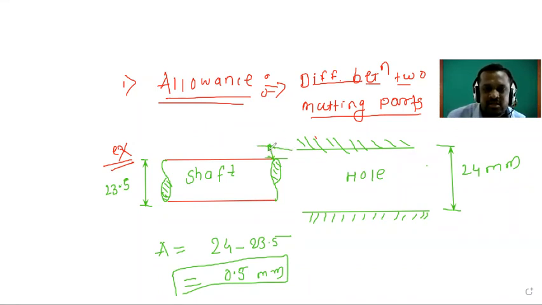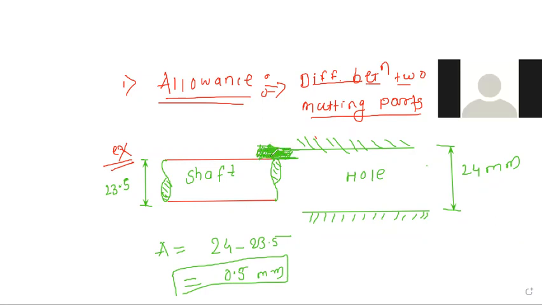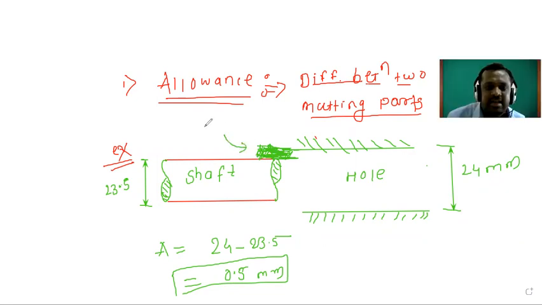This portion is called the allowance. That is the difference, right? That much difference is there, right? Yes, it is correct. Yes or no? Yes. It is called the allowance.